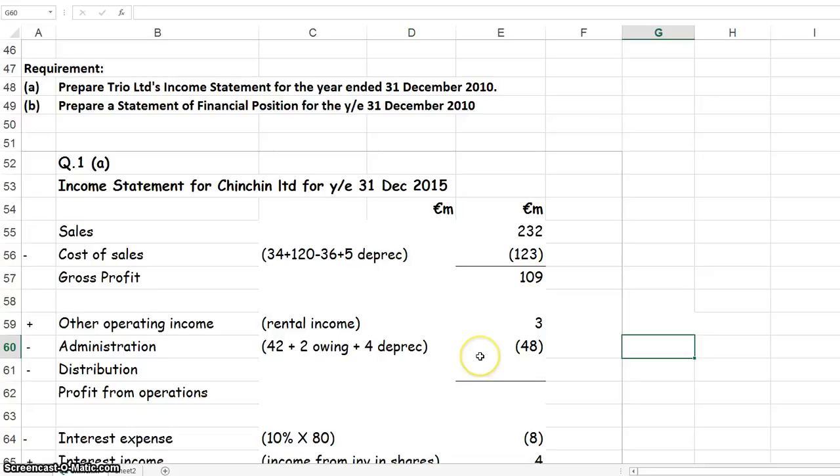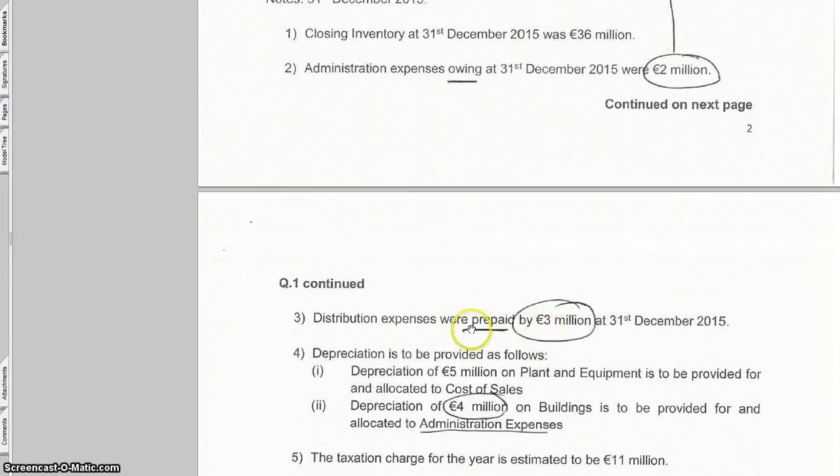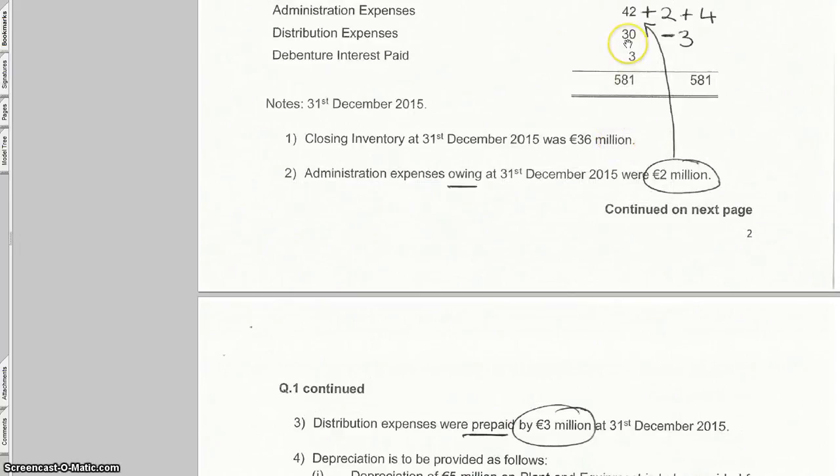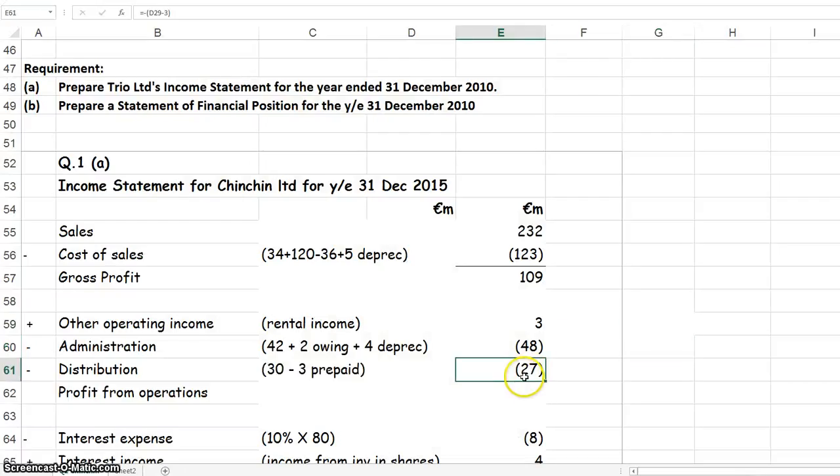Distribution is next. Distribution was 30, and in the notes it tells us that an amount was prepaid of 3. So of that 30 million that was paid, 3 million was paid for next year, for 2016. We're doing 2015 accounts, so we don't want to include any of that expense which relates to next year. So really 27 is what goes into our question. And like I said, there's the 27. Don't just show the working 30 minus 3.